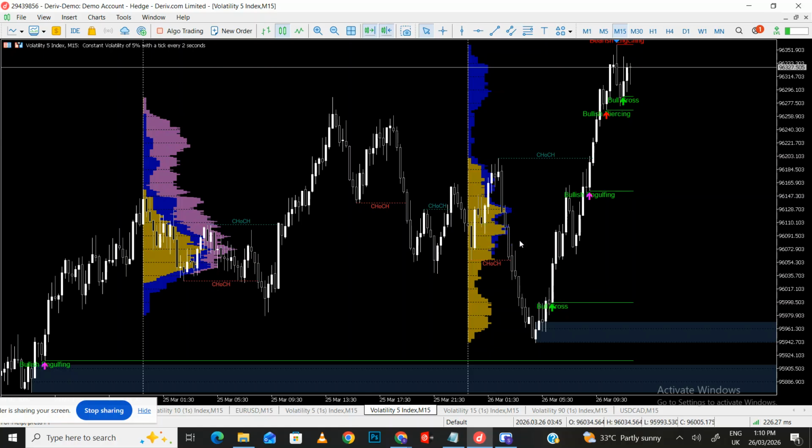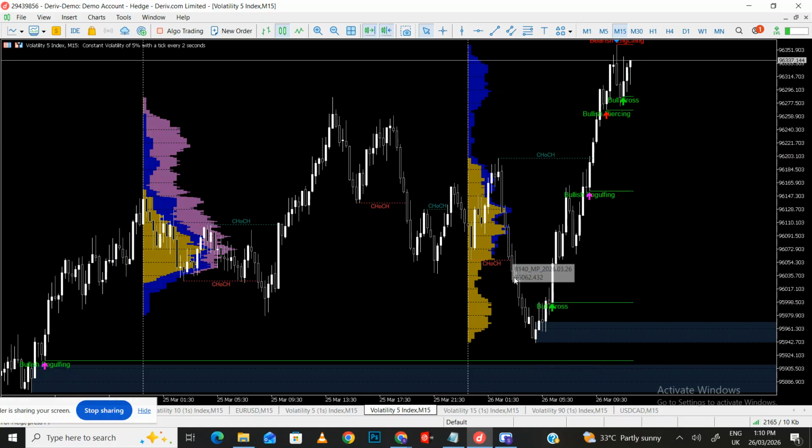And there is a market structure shift right here. This is where my indicator highlights the market structure shift. If you sell from here, you make money from up here to down here.